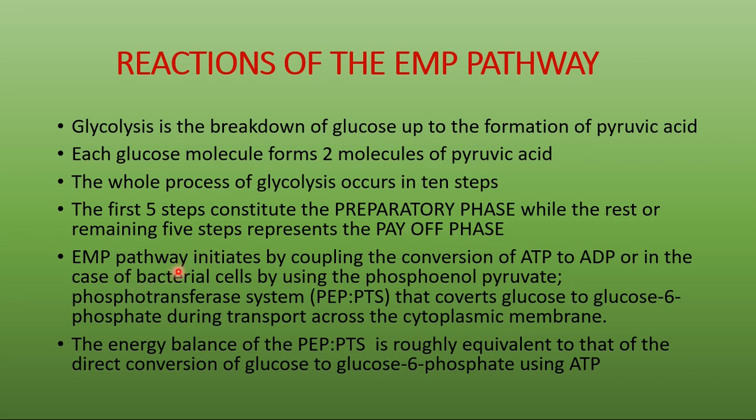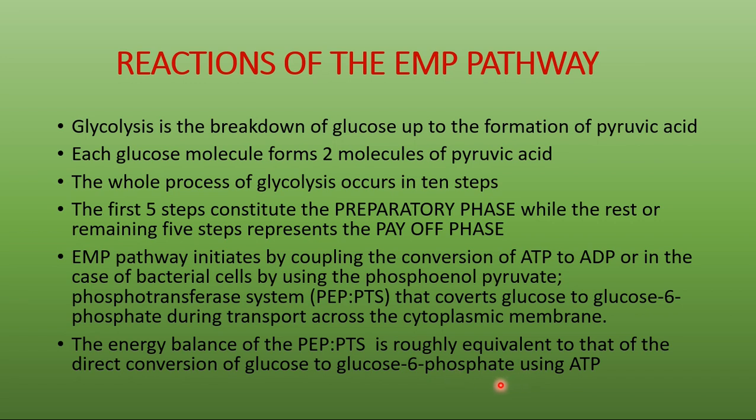So EMP pathway initiates by coupling the conversion of ATP to ADP, or in the case of bacterial cells, by using a special system called the PEP-PTS system, that is phosphoenol pyruvate phosphotransferase system, where glucose is directly converted into glucose 6-phosphate during the transport across the cytoplasmic membrane or plasma membrane. And the energy balance of this PEP-PTS system is roughly equivalent to that of direct conversion of glucose to glucose 6-phosphate using ATP.